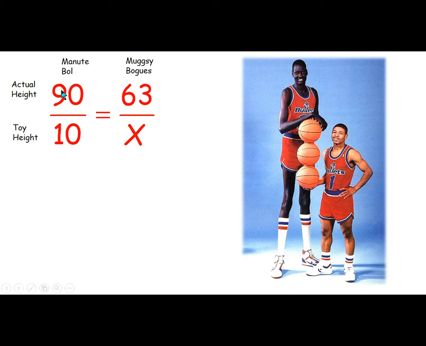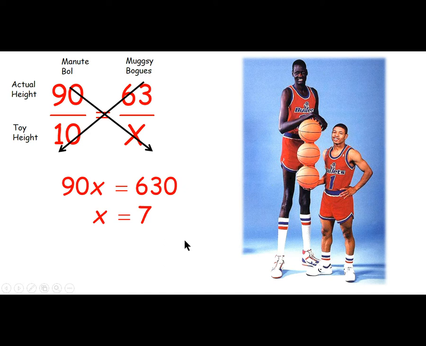All we have to do to solve a set of fractions like this, what we call a proportion, is cross multiply. In other words, we're going to do 90 times x, that's going to be 90x. And 63 times 10 is 630. We divide both sides by 90, and we should get that Muggsy's action figure should be 7 inches tall.